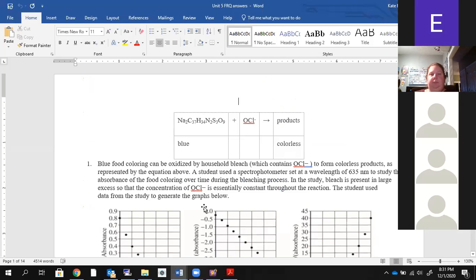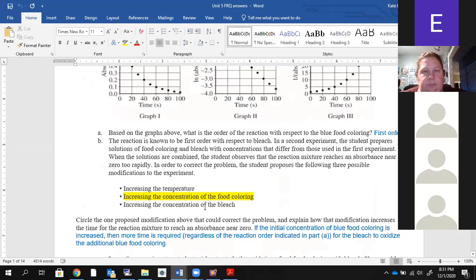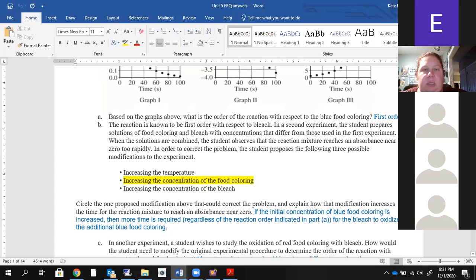In number 1, part B, I think. Yes. Why does increasing the concentration of the food coloring? Why is that the answer? When the solutions are combined, the stream of the reaction mixture reaches absorbance 0 too rapidly. So basically what's happening is as that food coloring reacts with the bleach, if it's reaching an absorbance near 0 too rapidly, it means the reaction is going too fast.